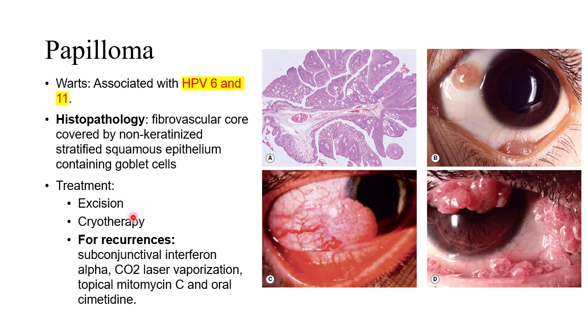The treatment is excision or cryotherapy. These are various treatment options, and one can use any. If there are recurrences, there are drugs: subconjunctival interferon alpha, carbon dioxide laser vaporization, mitomycin C, oral cimetidine. Look at this, again, this is a wart, and this is a lot of papillomas. It is associated with the HPV virus, and although it is benign in nature, it has to undergo a complete excision so as to rule out a squamous cell carcinoma.